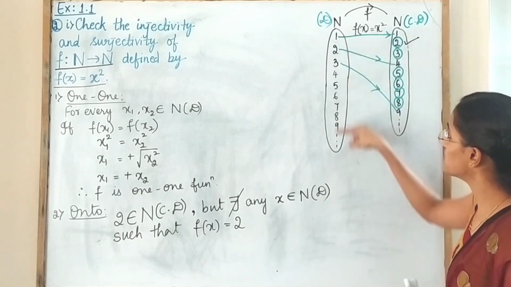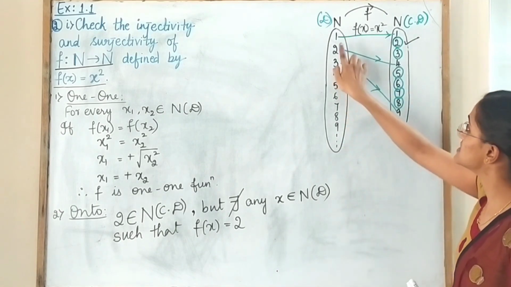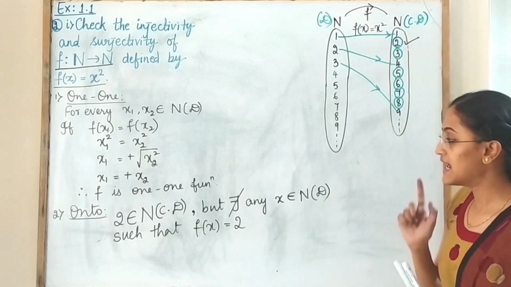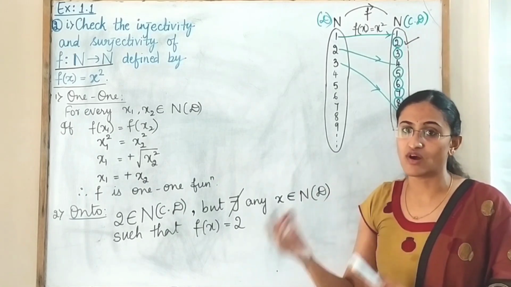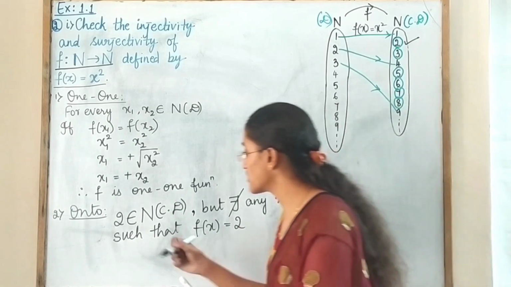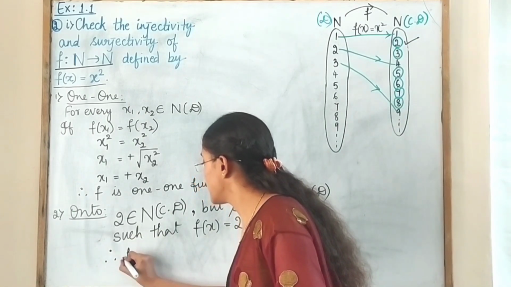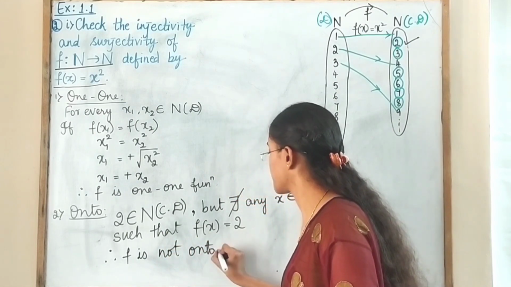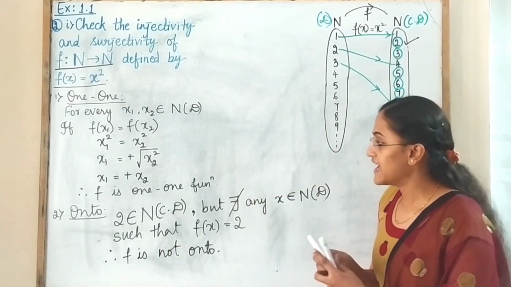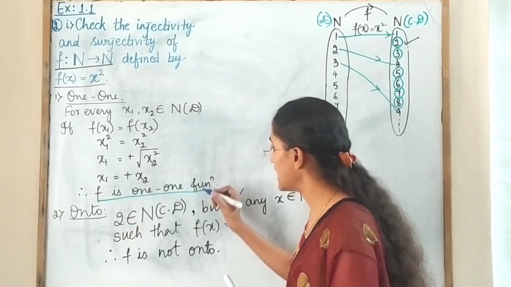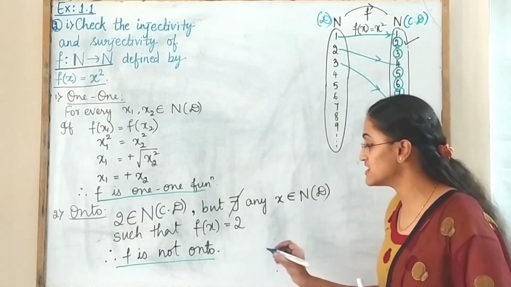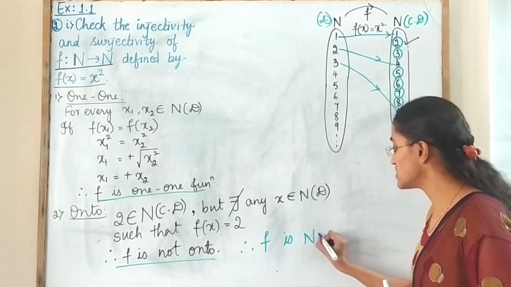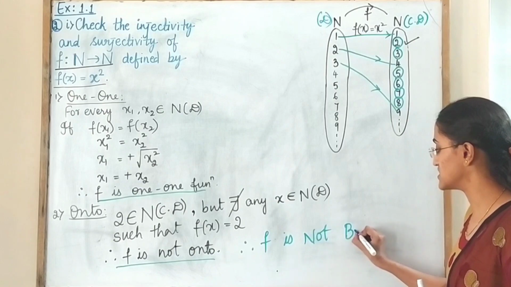We have no number in the domain set which is being mapped to the element 2 which is present in the codomain, and hence you can conclude the range is not equal to codomain, and therefore conclude that f is not onto function, right? Since f is 1-1 function and f is not onto function, you can also conclude that f is not bijective function.